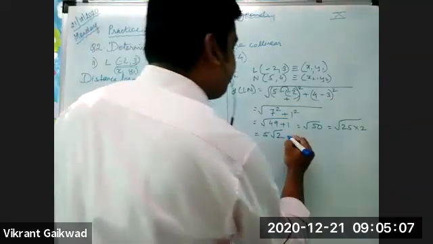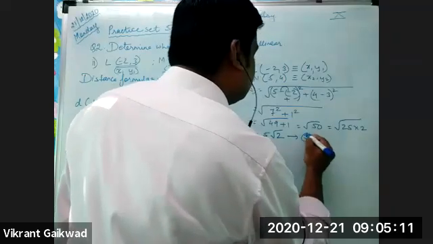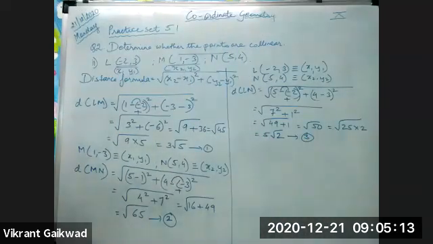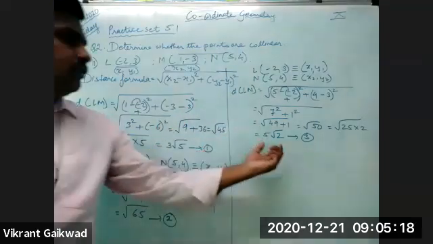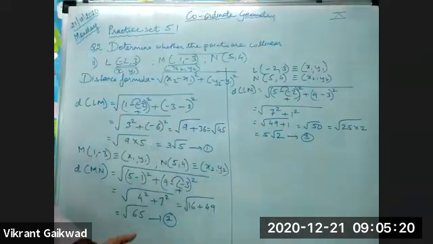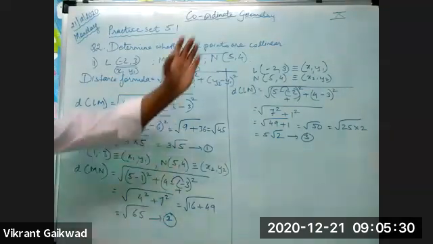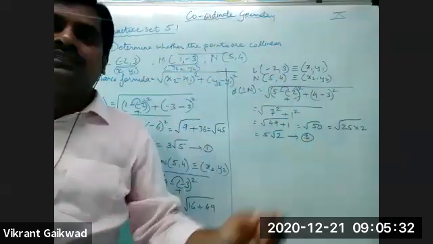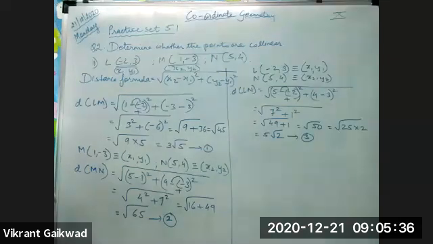This is your statement number. You've got 3 root 5, you've got 5 root 2, then you've got root 65. Now what you're going to do is, we'll just check. If you add any of these two sides, is it equal to the third side? It is not possible.